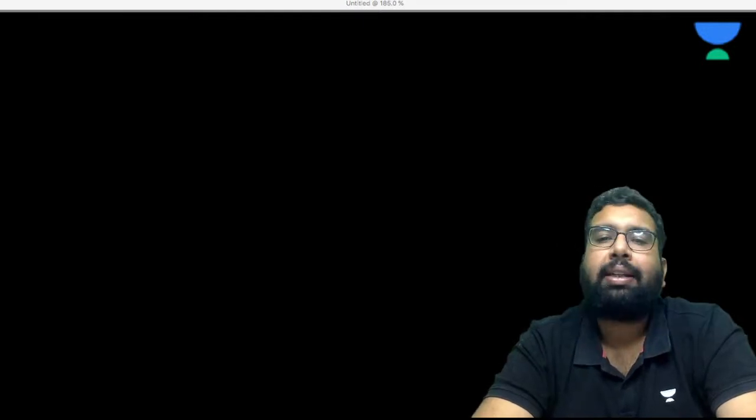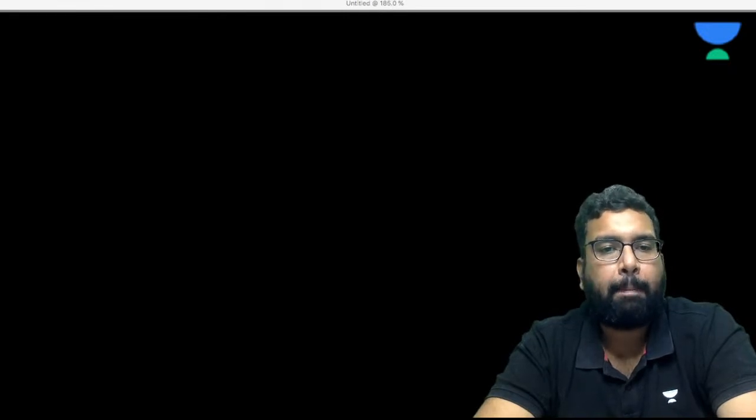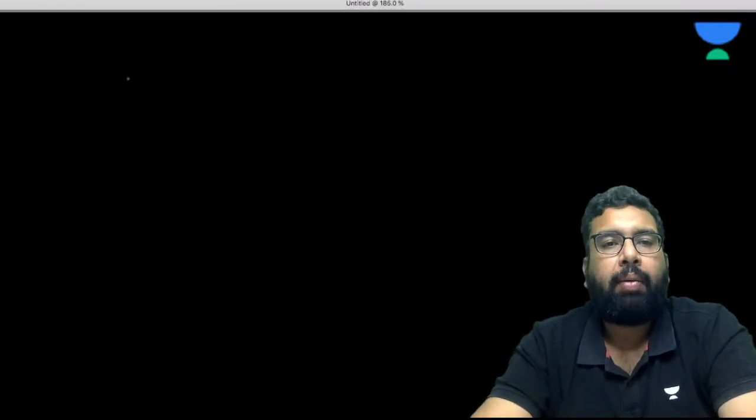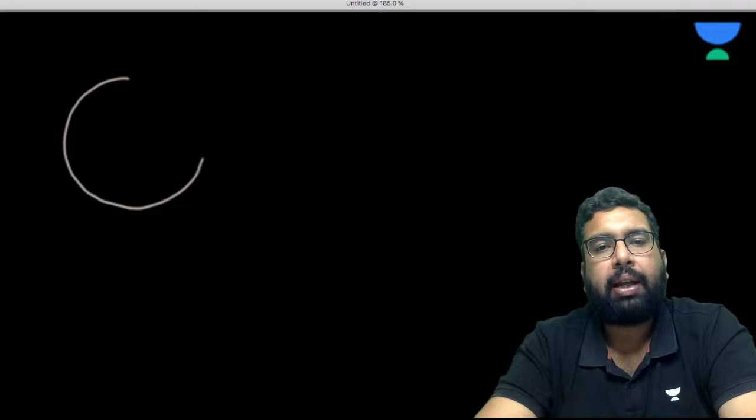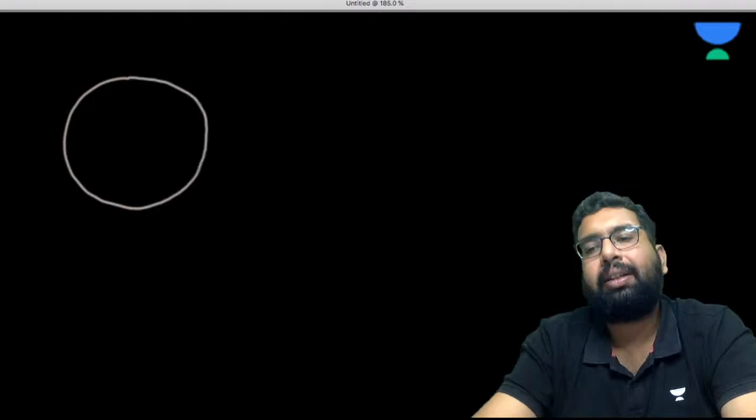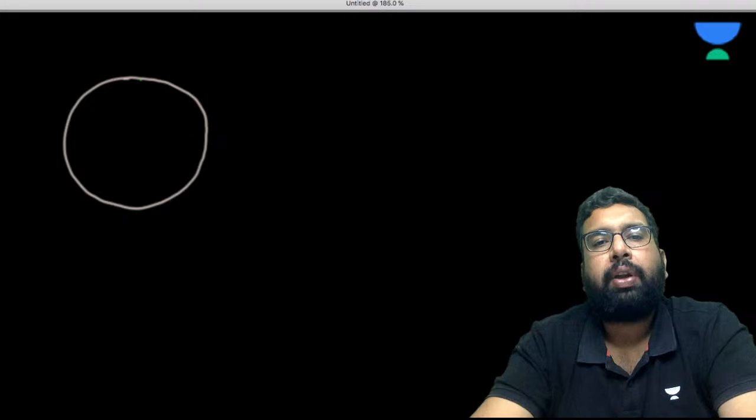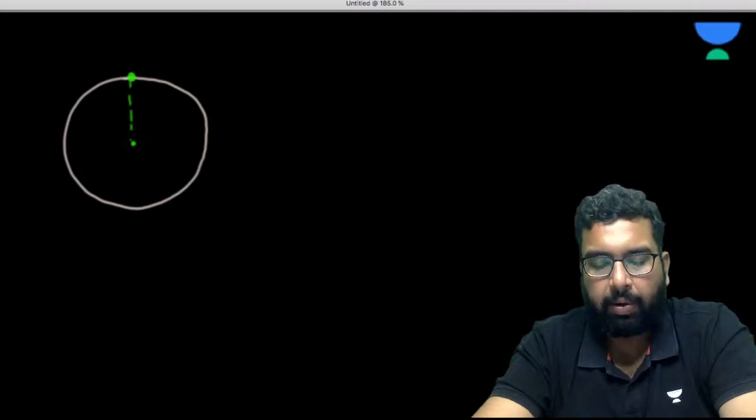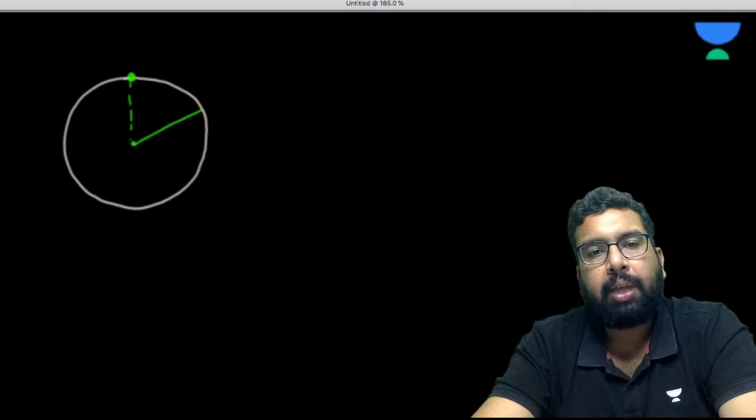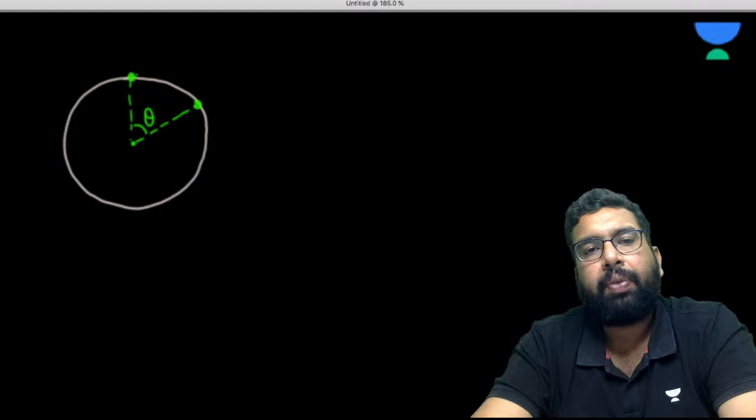Now let's generalize this thing. Let's suppose we have a body, a particle. This way you will be able to deal with uniform circular motion in a better way. Suppose a body started from here and after some time it reaches here, and it followed angle theta.